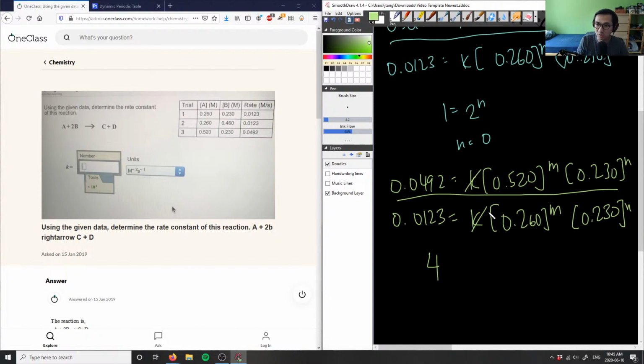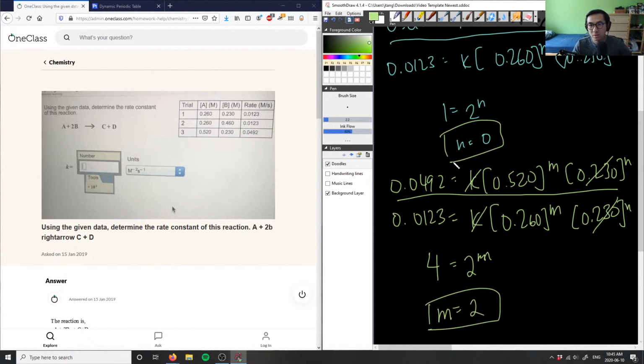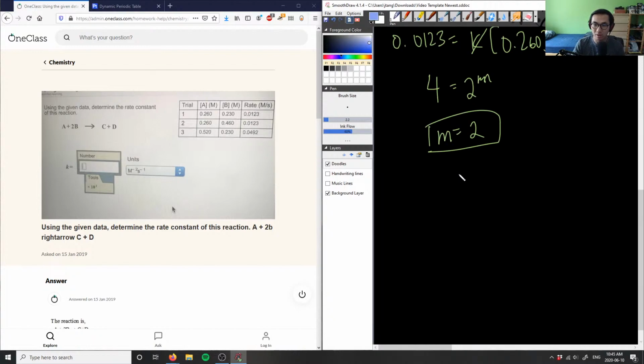The K's here cancel out. 0.520 divided by 0.260 is simply 2, to the power of M. The M stays here, and these two guys also cancel out. So M here is going to equal 2, and N here equals 0, right? So now what I can do is I can finally write my rate constant, right?